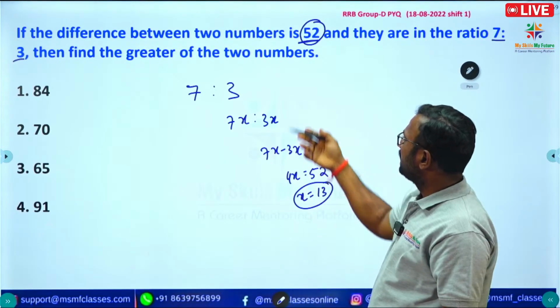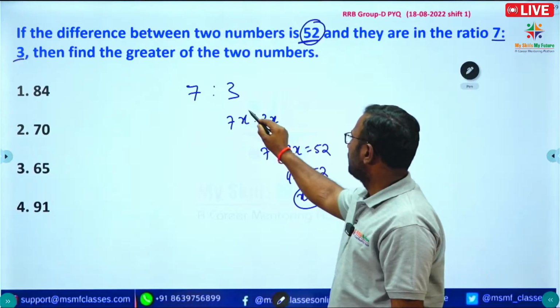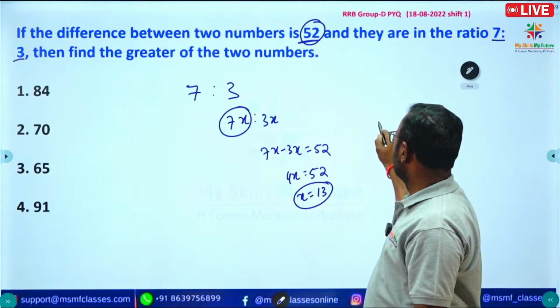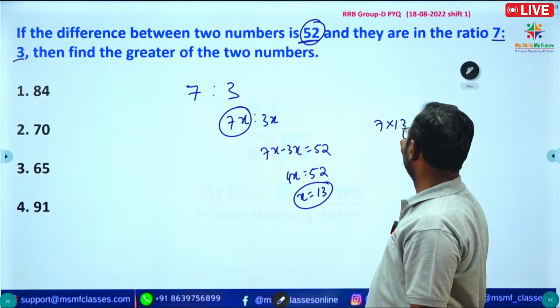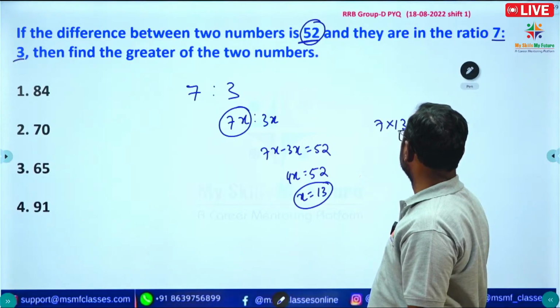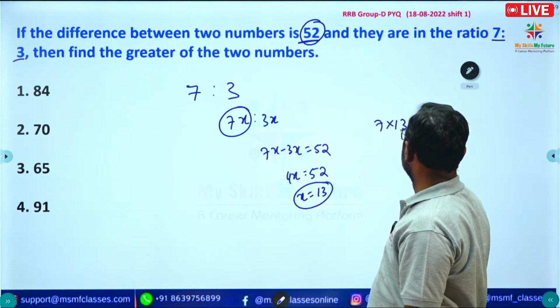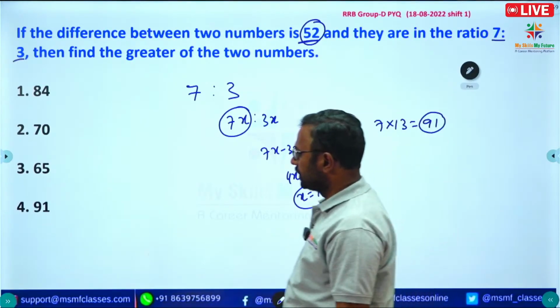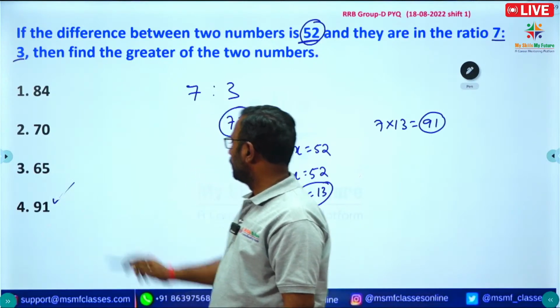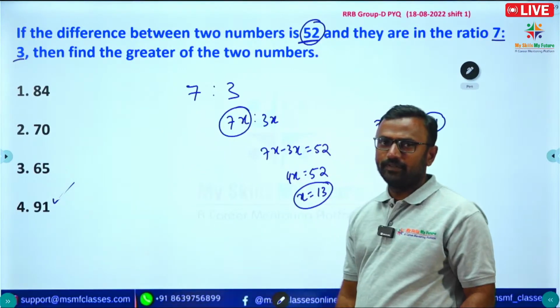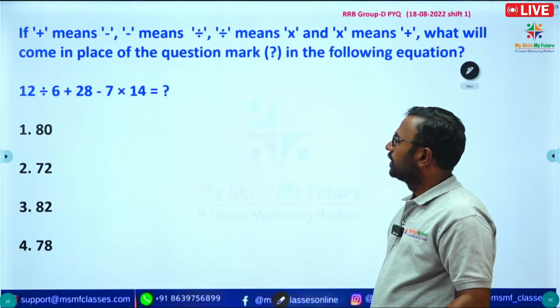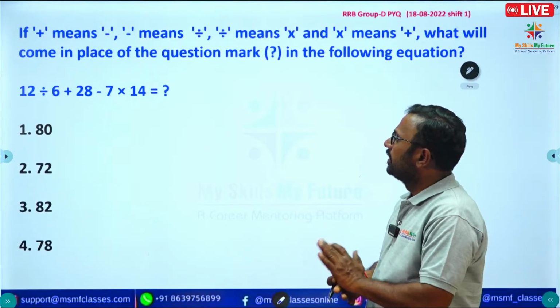We need to find the greater of the two numbers. We know 7x is the greater. So 7 into 13 is nothing but 91. So option 4 is correct. Next question.